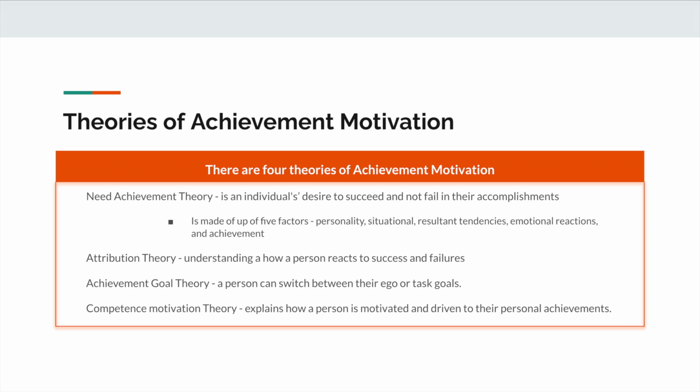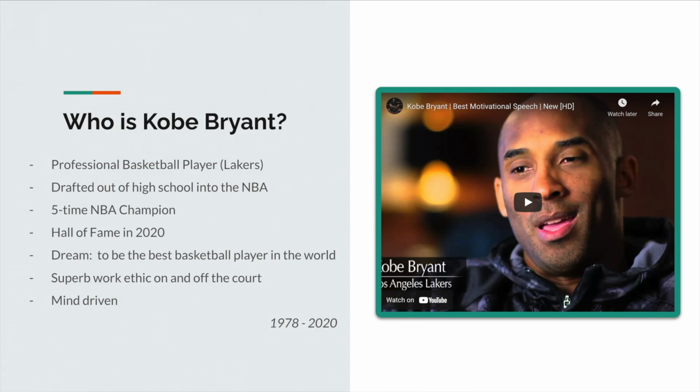This theory is typically made up of 5 factors, which are personality, situational, resultant tendencies, emotional reactions, as well as achievements. The second theory is called attribution theory, which basically is the understanding of how a person reacts to success and failures. Third is achievement goal theory, which means when a person can switch between their ego goals and their task goals. Then lastly is competence motivation theory, which explains how a person is motivated and driven to their personal achievements.